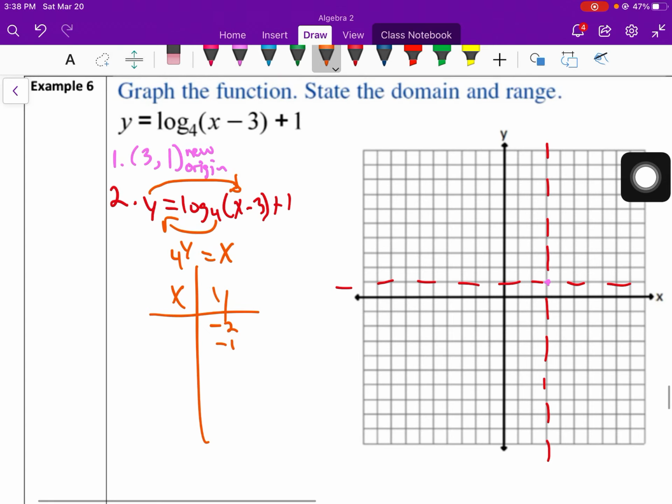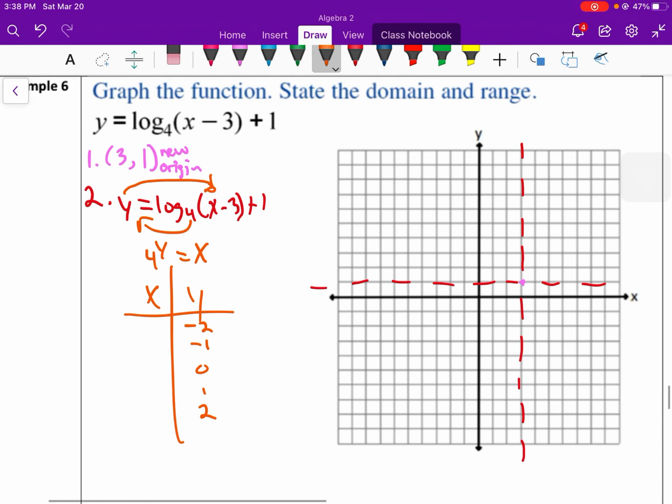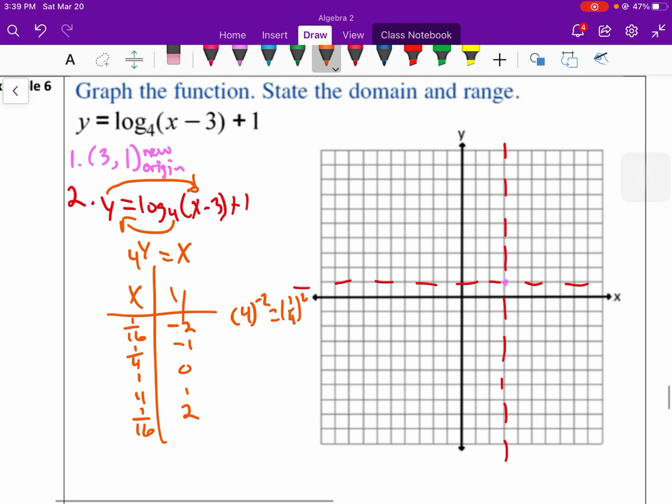So those values, -2, -1, 0, 1, and 2, we're taking 4 to that power. 4 to the -2 power equals 1/4 squared. Again, these should be familiar. If you need to pause and take a look at it, do so. 1/16. So from our new origin, we're going to go to the right 1/16, down 2. 1/16 down 2. 1/4 down 1. 1, 0. 4, 1. And then, oh, look at that. That's 16, 2. Again, that's way off the graph.